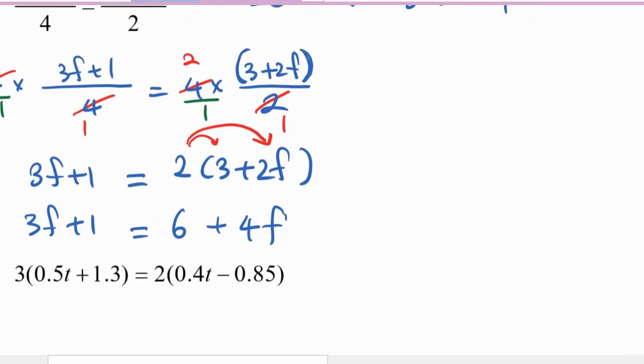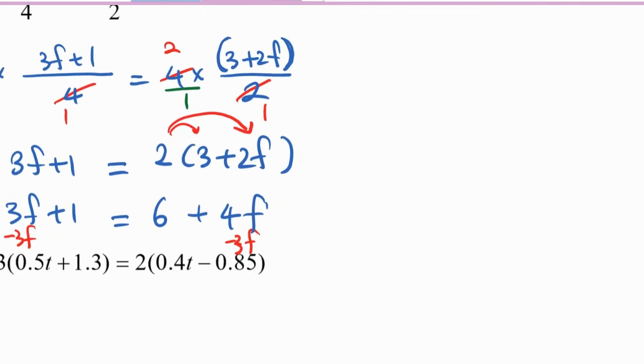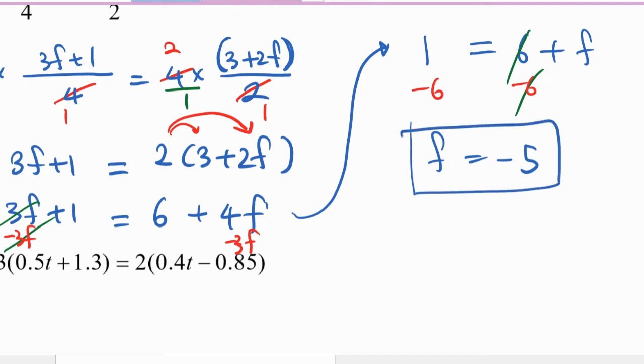Now we're going to remove 3f from the left hand side. And what I have here is, this will be gone. I have 1 equals 6 plus 4f minus 3f. That is f. And let's subtract 6 from both sides. Then f will be isolated and 6 will be gone. 1 minus 6 is negative 5. So the answer is negative 5.